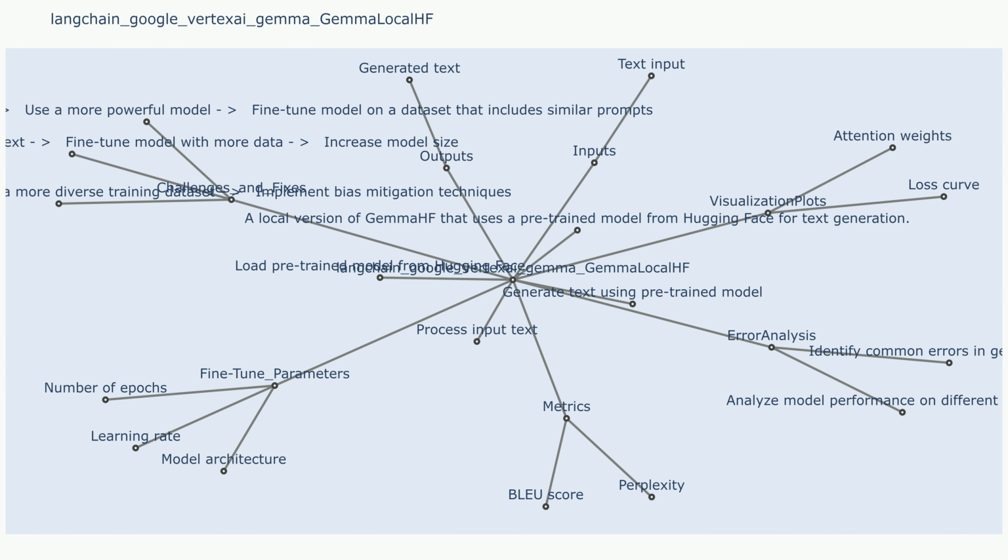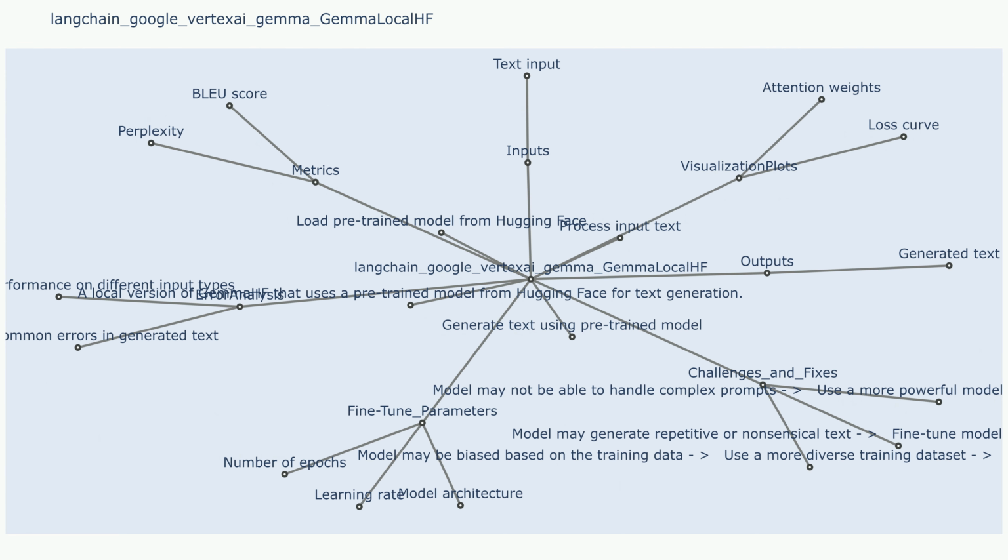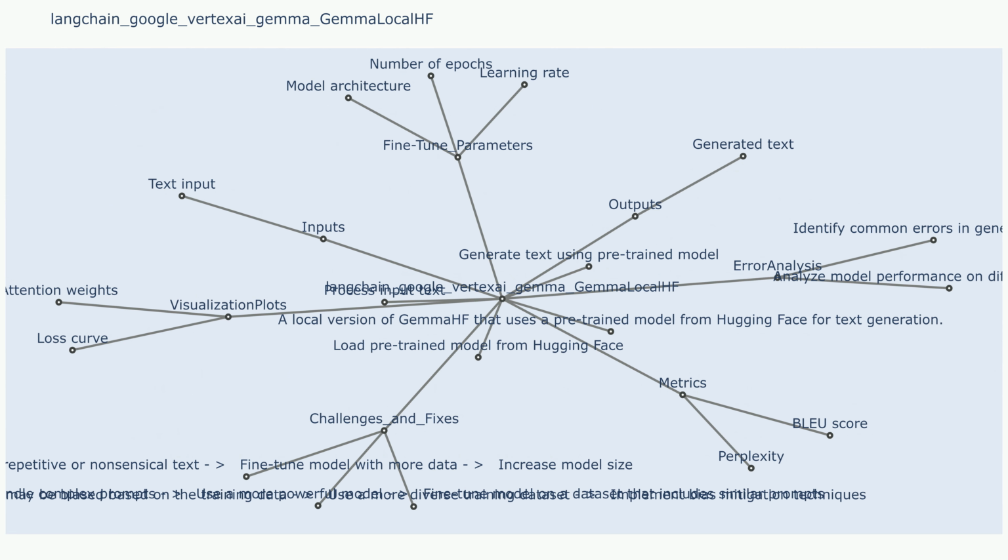Metrics. Metric 1. Accuracy. For classification tasks, accuracy measures the percentage of correctly classified instances. Metric 2. F1 score. A harmonic mean of precision and recall, providing a balanced measure for tasks where both false positives and false negatives are important. Metric 3. BLEU score. For text generation tasks, BLEU score measures the similarity between the generated text and reference human-written text.